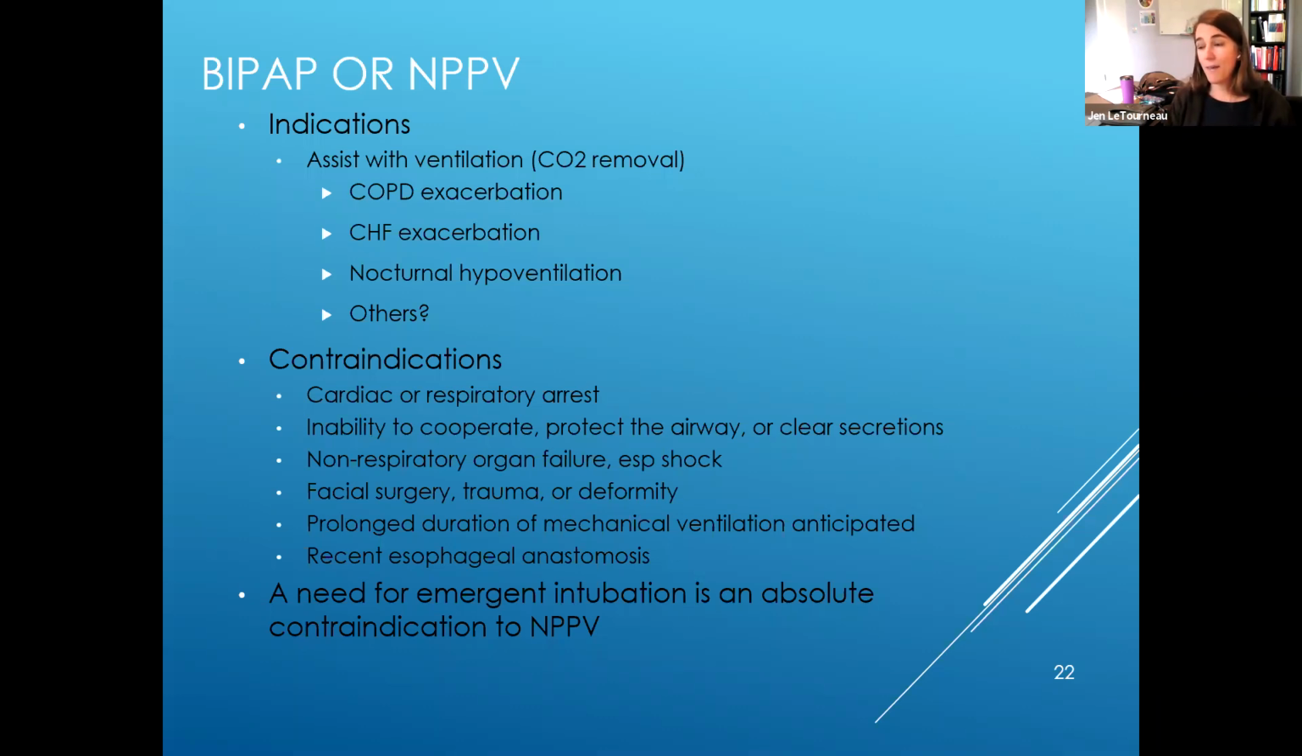And then if people need emergent intubation, obviously that's a contraindication to non-invasive. Oh, and recent transsphenoidal surgery. Yes, absolutely. That is another great contraindication. I'm guessing that must have come up recently.